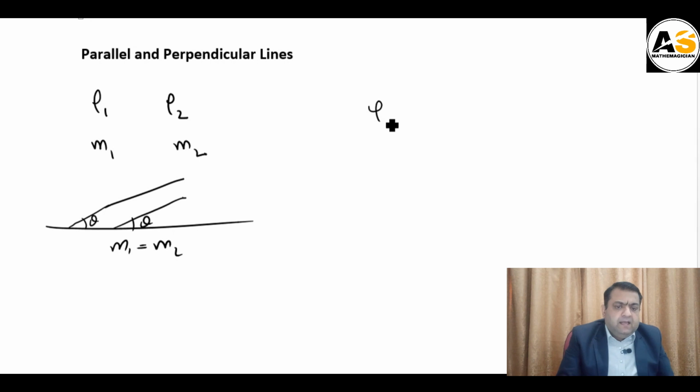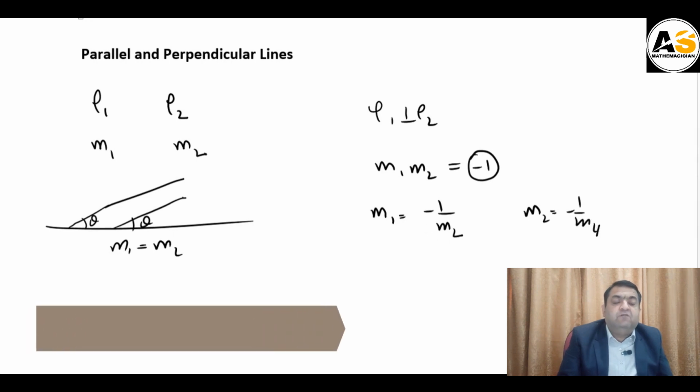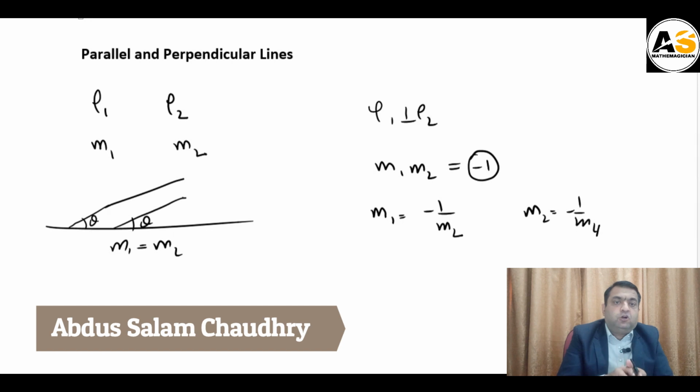be equal. And if L1 is perpendicular to L2, then this is a very important result. Product of their gradients will be -1. That is, gradient M1 is equal to -1 over M2 or M2 is equal to -1 over M1. In other words, gradients of two lines will be the same if they are parallel and the product of their gradients will be -1 if they are perpendicular. The second part is very important.